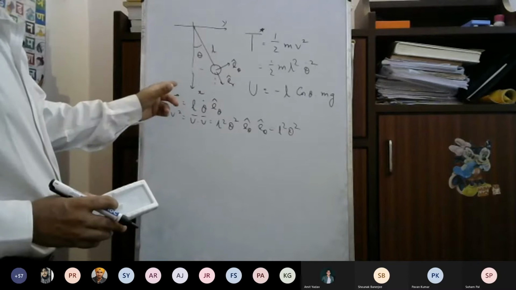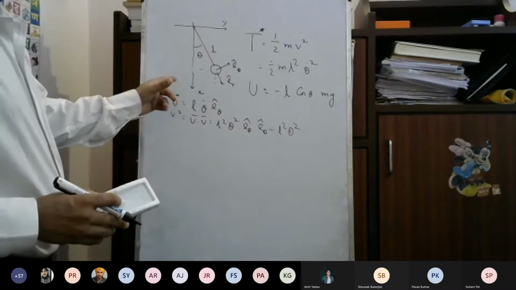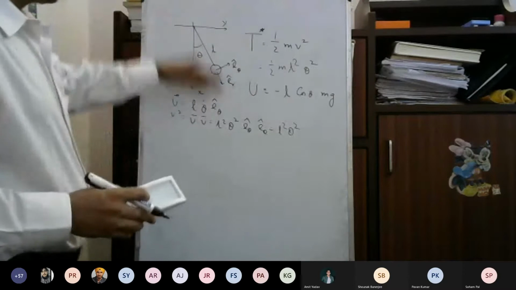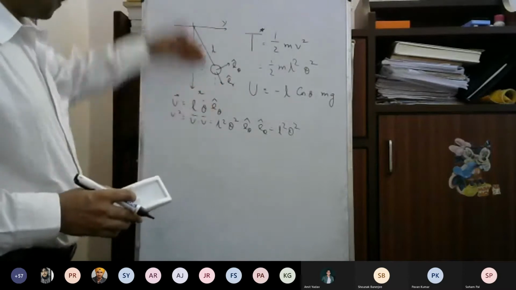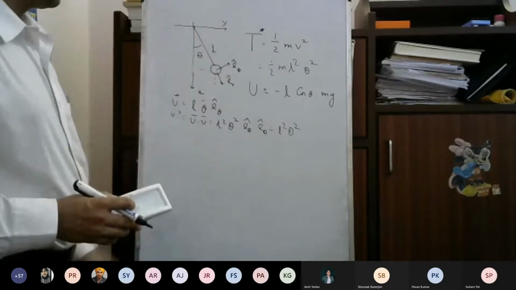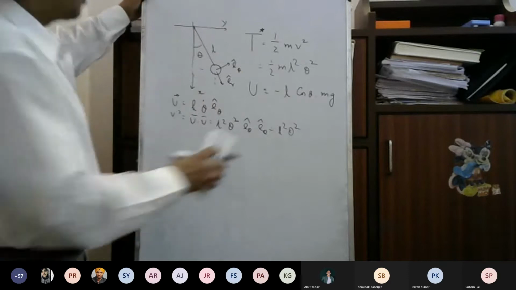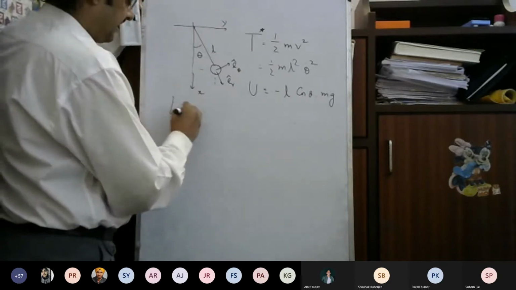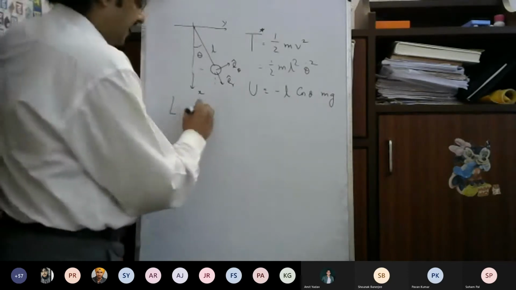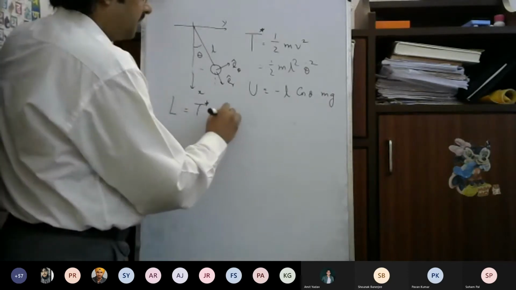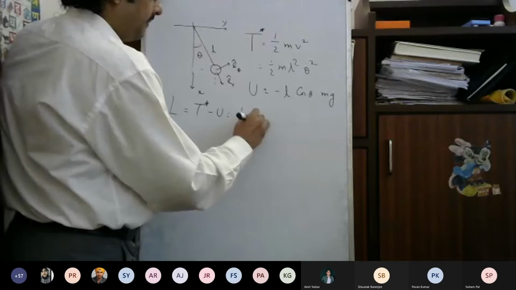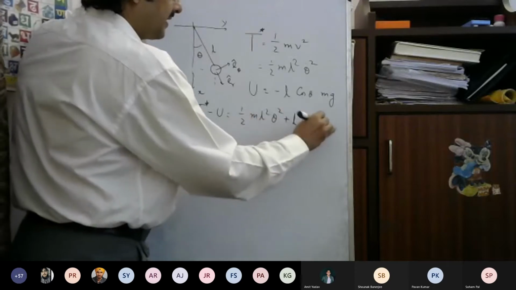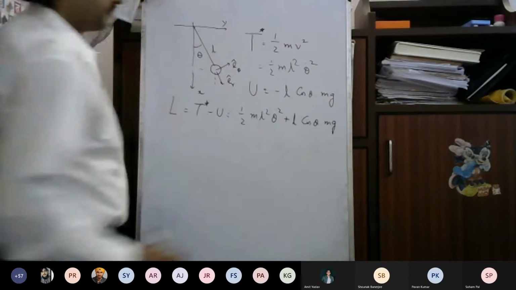Anyway, potential energy is like that, with a minus sign. So potential energy will be smaller if you go towards the earth. From this, it is easy to find the expression for the Lagrangian. The Lagrangian is T star minus U, which is equal to half m L square theta dot square plus L cosine theta times mg.